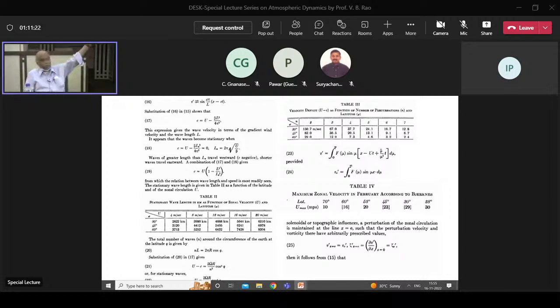That is the top one, 17: C equals U or U bar, whatever it is, minus beta L square by 4 pi square, or U bar minus beta by K square. K is the wave number.